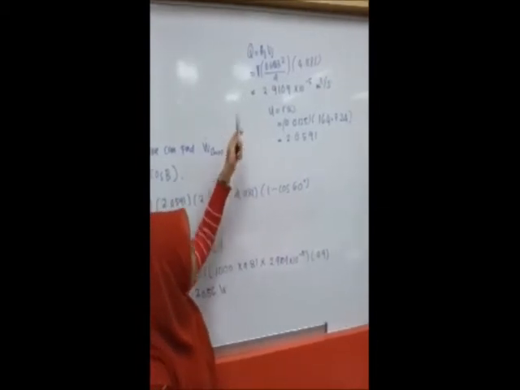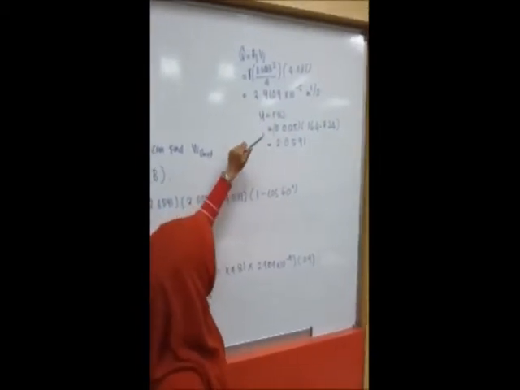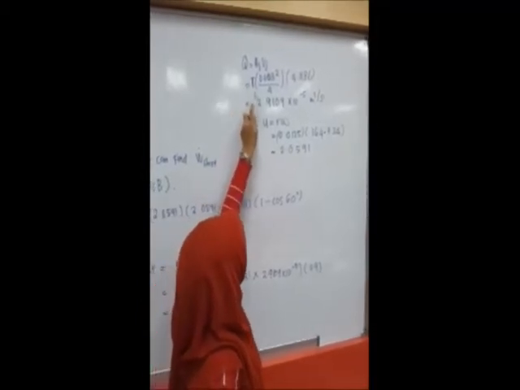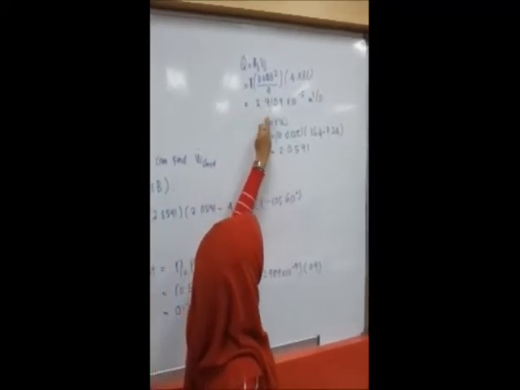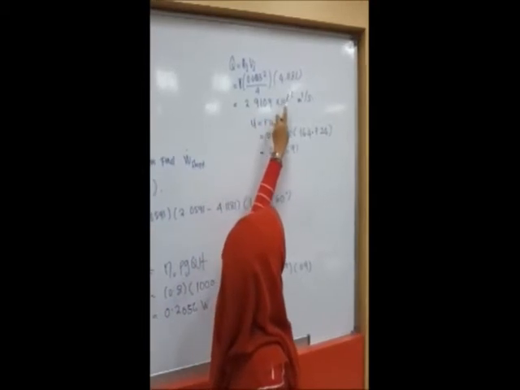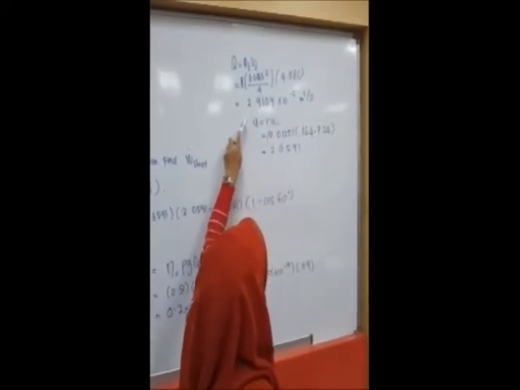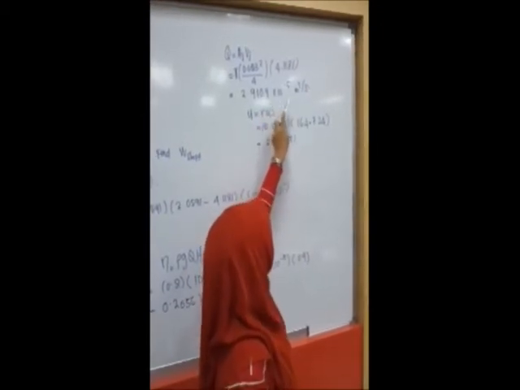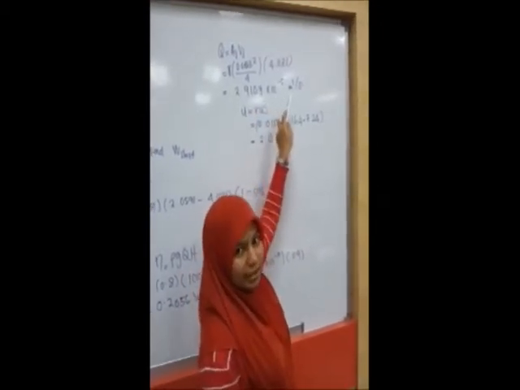Next, we find the flow rate. The formula of flow rate is Aj times Vj. So we use the formula pi times 0.003 squared over 4 times 4.1181. So we got the answer 2.9109 times 10 to the power of negative 5 meter cubed per second.